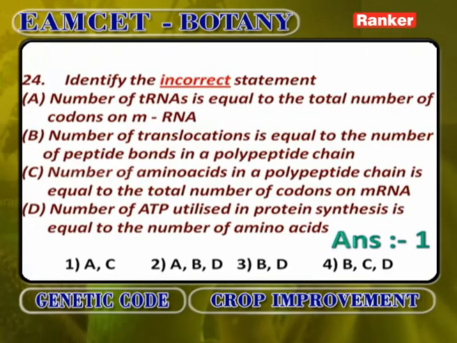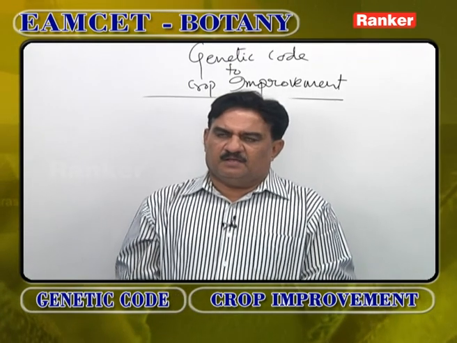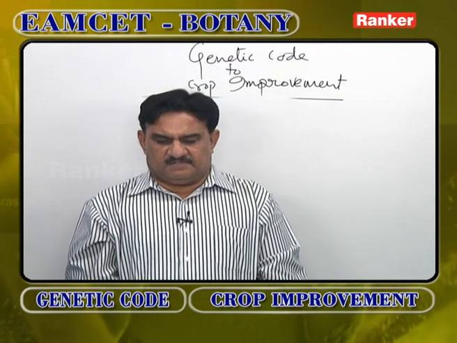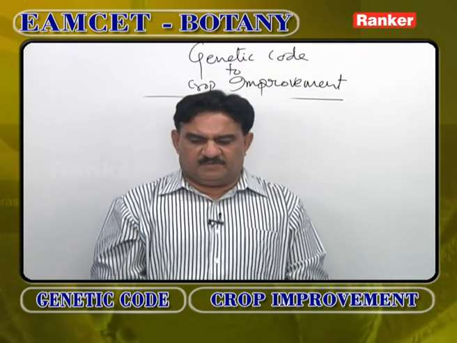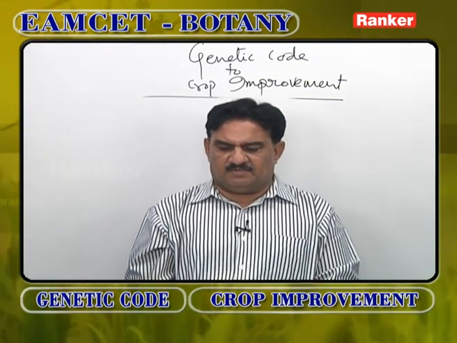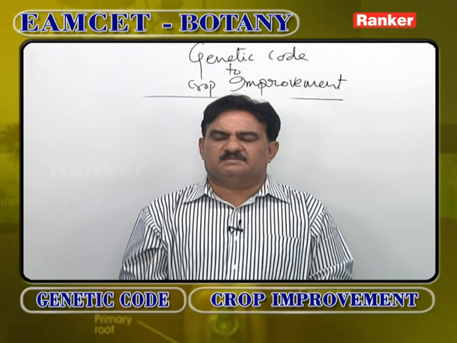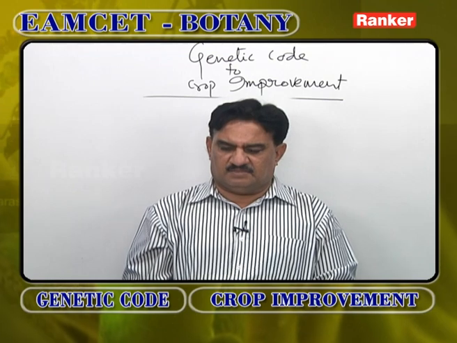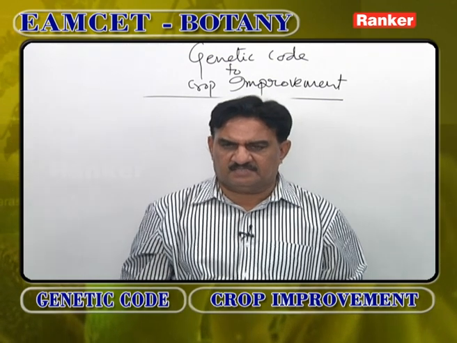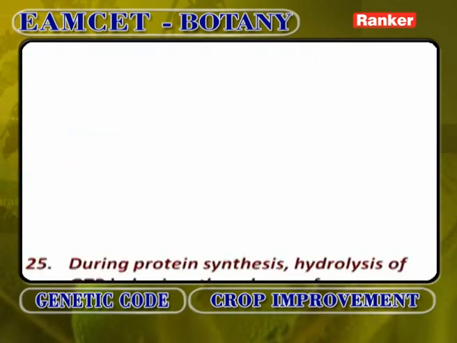Number of tRNA is equal to the total number of codons on mRNA: there are 64 codons, but 64 tRNAs will not be there. 61 are sense codons, so 61 tRNAs participate. Number of amino acids in a polypeptide chain is equal to the total number of codons on mRNA is also wrong, because the total number of codons includes even nonsense codons, for which no amino acid is coded. So A and C are wrong here.